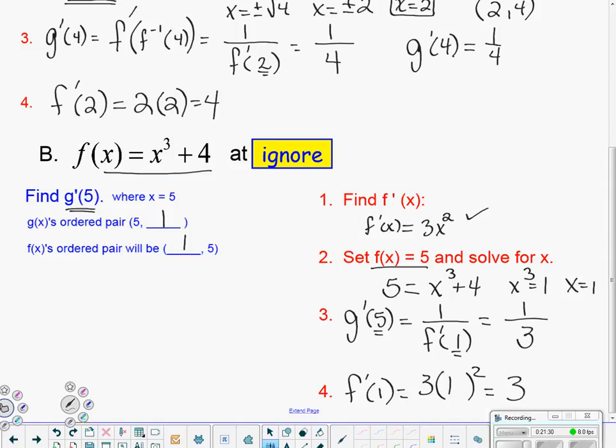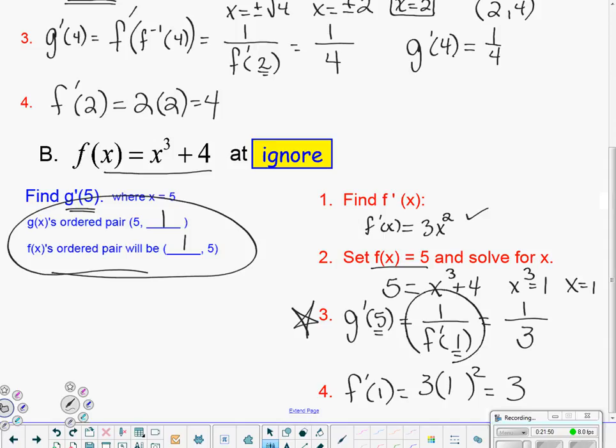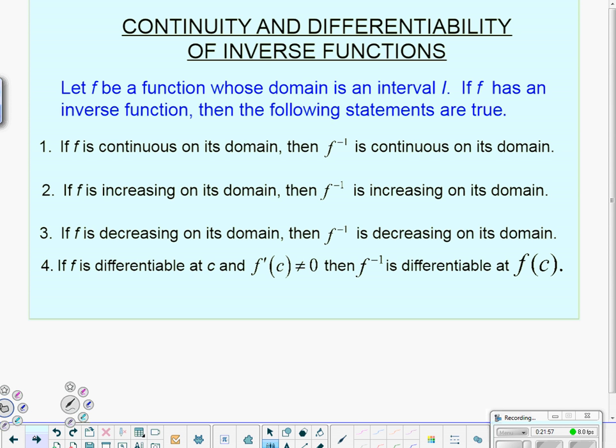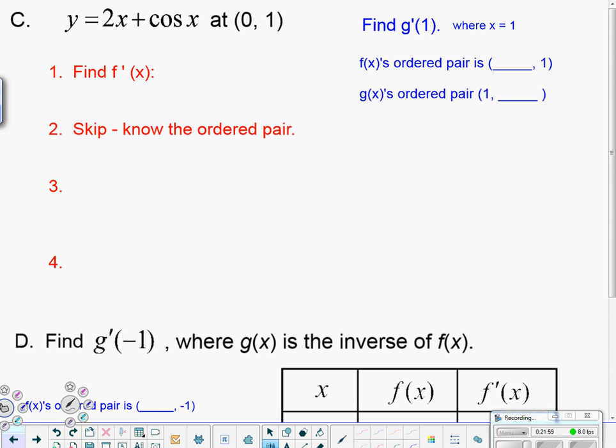Not so bad. I think if you lay it out in this context, this notion of keeping straight the ordered pairs and how they're different for an inverse function versus an original function is key. And then this step 3, knowing this relationship. Really, the derivative of the inverse function is the reciprocal of a corresponding ordered pair of the original function. So they have a reciprocal relationship.